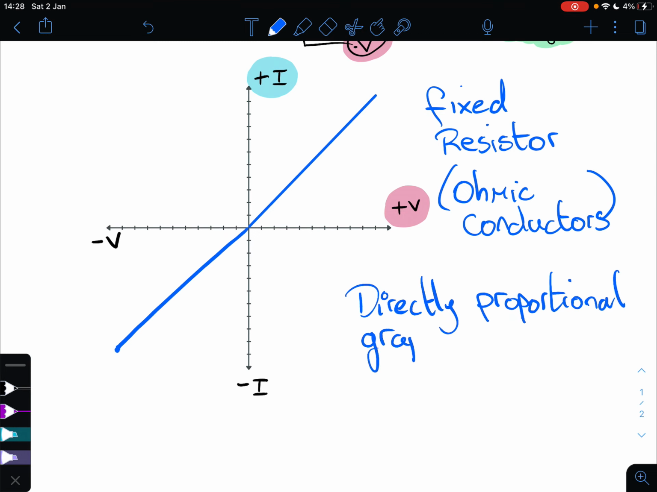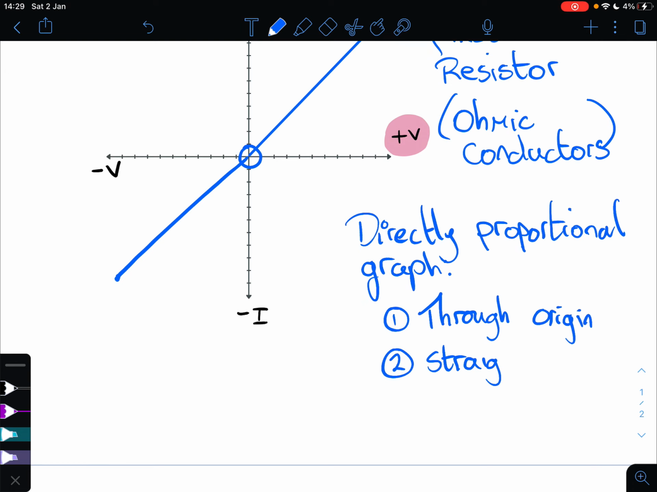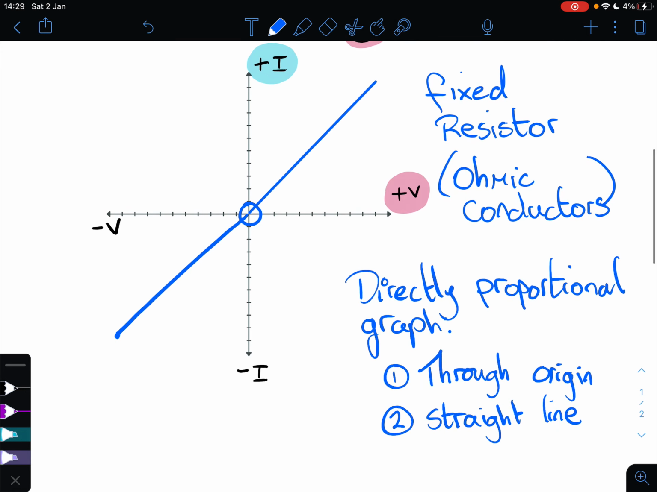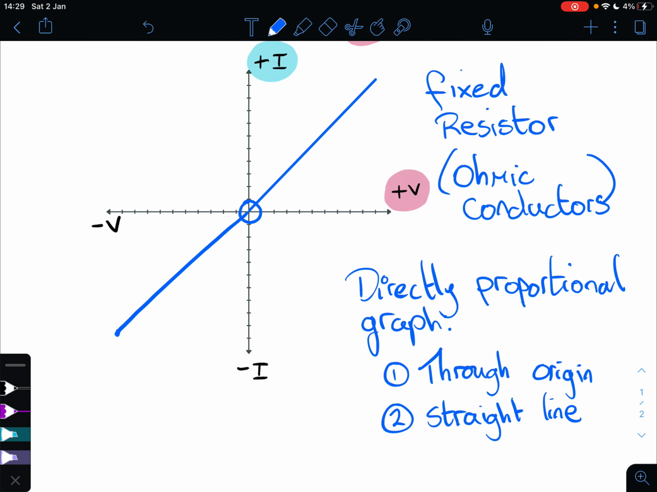Graph. Now, what two features make it directly proportional? Well, one is it goes through the origin. So here it is, going through the origin. The other thing that makes it directly proportional is it's a straight line graph. Okay, so that's a typical question, you know, for 2 points. What is a directly proportional graph? Through the origin and a straight line. Pause it, make sure you get all this written down.